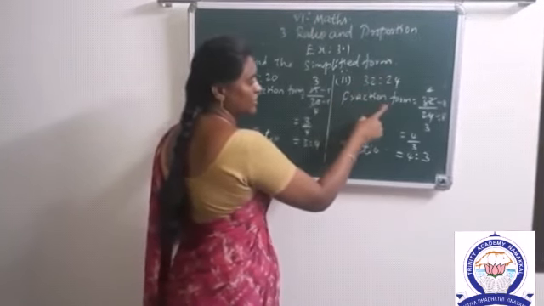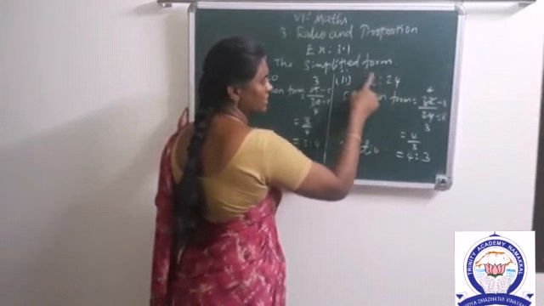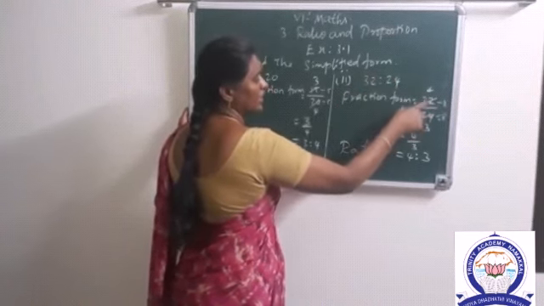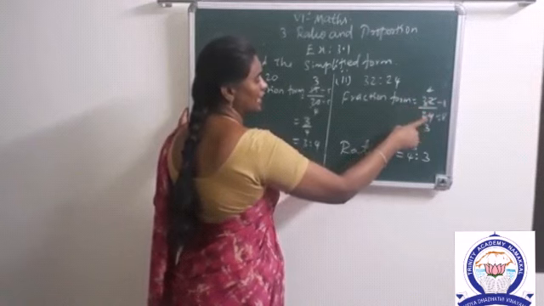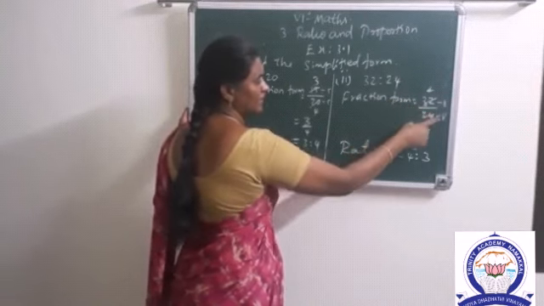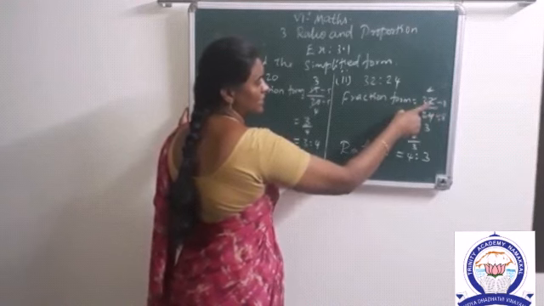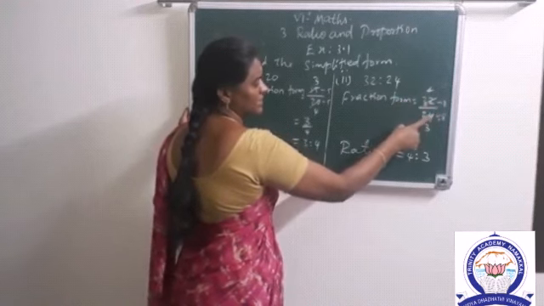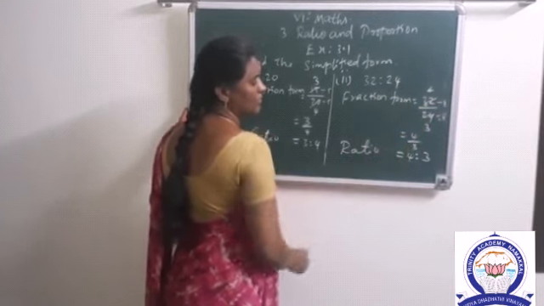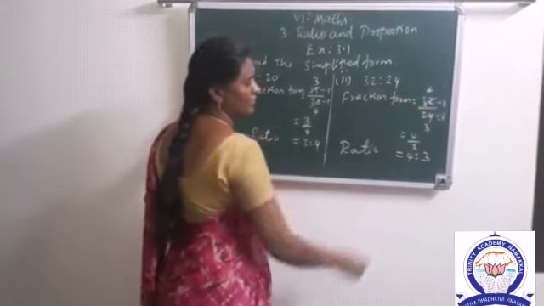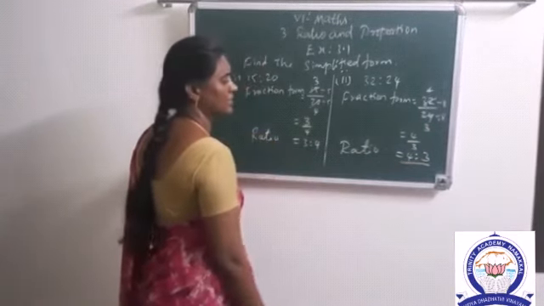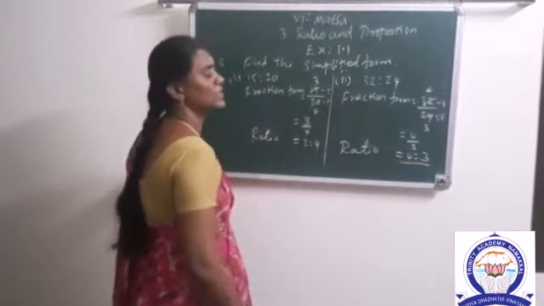Then the next one is 32:24. What is the fraction form? 32. First term we write in the numerator. Second term we write in the denominator. Okay. Now 32 and 24 have the common factor 8. Both are in the 8 table. So we divide by 8. So how many 8 in 32? 4 times. 3 times 24. 3 8s are 24. So 4 by 3. Again we write in the ratio form. There is no common factor for 4 and 3. Okay. Again we write in the ratio form 4:3. This is the simplest form of 32:24.